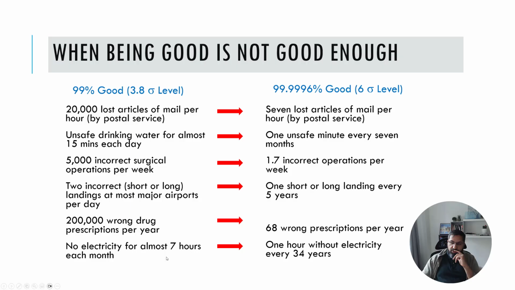No electricity for almost 7 hours each month if electricity supply is 99%, but only 1 hour without electricity every 34 years if you have 6 Sigma reliability in electricity supply. So you can see easily that in systems that are important to sustain life, in key systems, we want 6 Sigma quality.